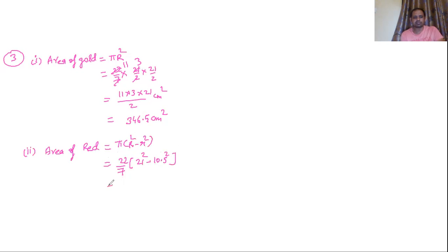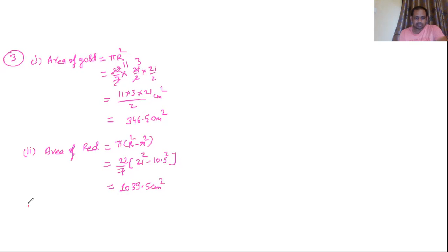Just simplify this one. If you simplify this one, you will get the area of red, and that is equals to how much? I think it will be 1039.5 centimeters square. Just calculate it. Find the square of 21, that is 441, and the square of 10.5. Then subtract the square of 10.5 from 441, then multiply it by 22 and divide it by 7. You will get 1039.5 centimeters square.